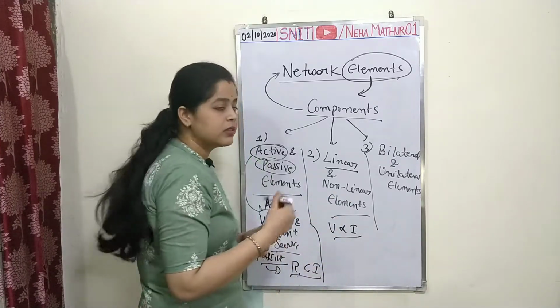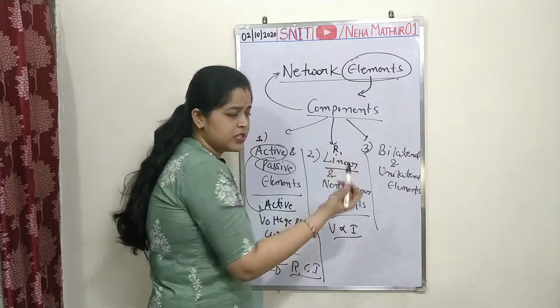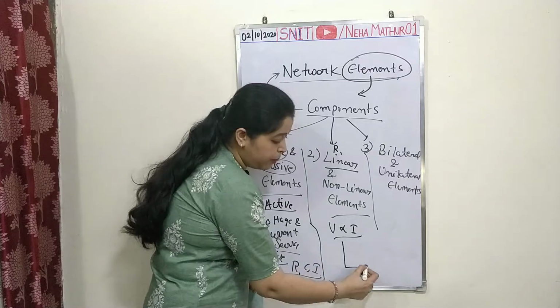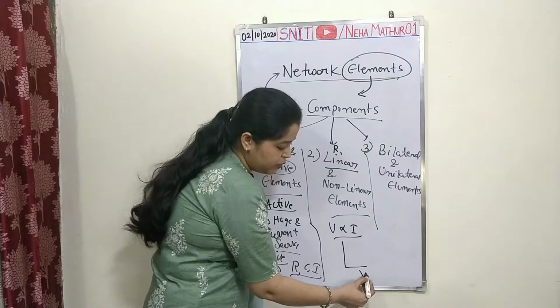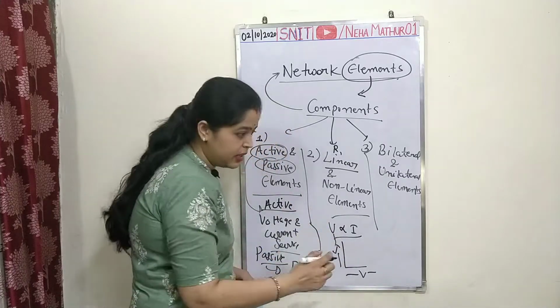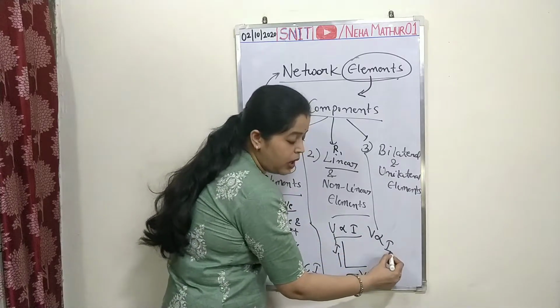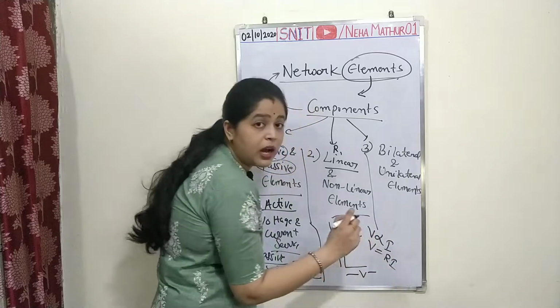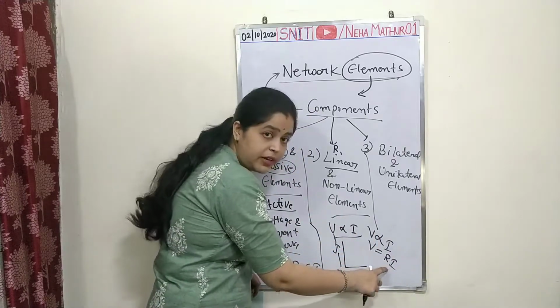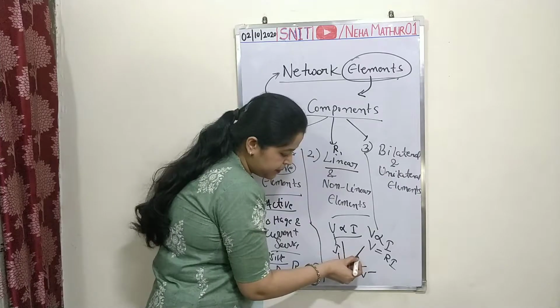Just like you can consider your resistor. See, resistor follows Ohm's law. That means a proper linear graph. If you are taking voltage over this axis and current over here, then V is directly proportional to I, or you can say V equals R I. That means if you are going to draw a graph between voltage and current, it will be linear.